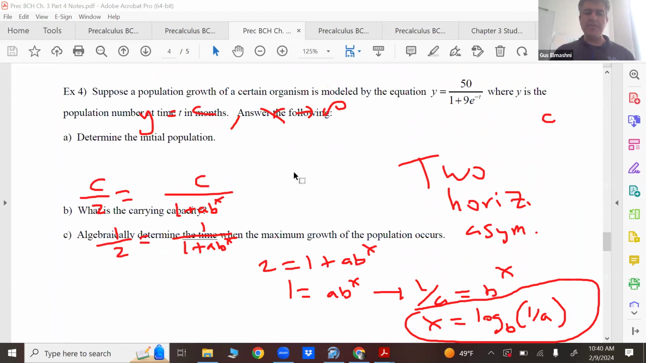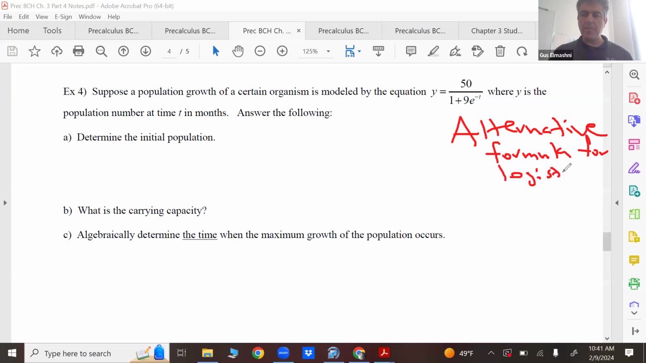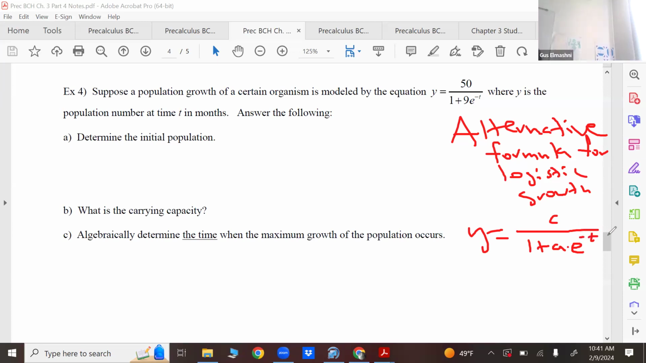All right, so here we go, guys. This is another way of writing it. An alternative formula for logistic growth is y equals C over 1 plus A. That's another alternative you can do.